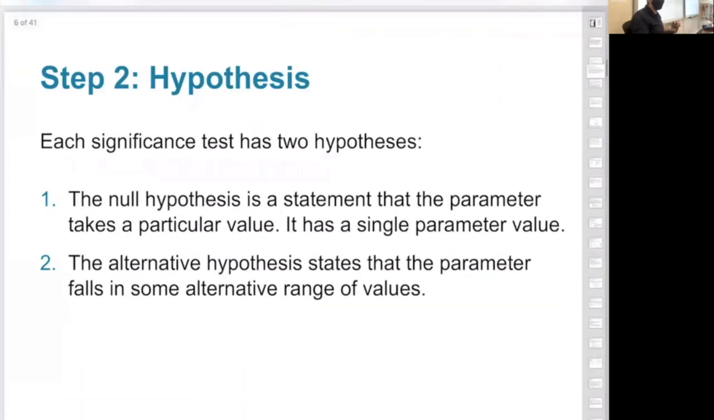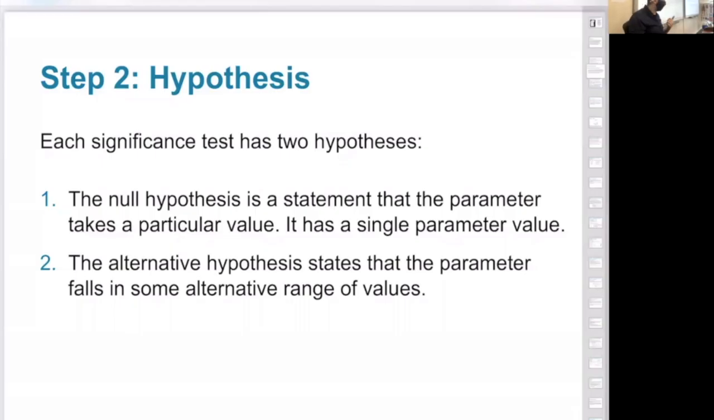The second step, as I said to you, is the hypotheses. We have two hypotheses. The first one is the null hypothesis, and the second one is the alternative hypothesis. The null hypothesis is a statement about our parameter, and it will take a specific value. For example, the average is equal to 80. The average is equal to 75. The average is equal to 4. Okay? So it's equal to a specific number.